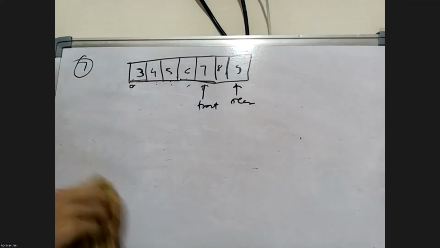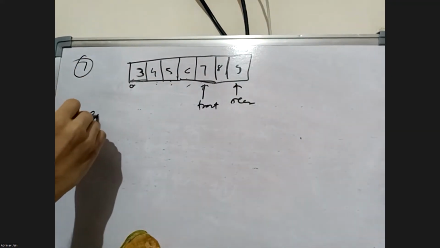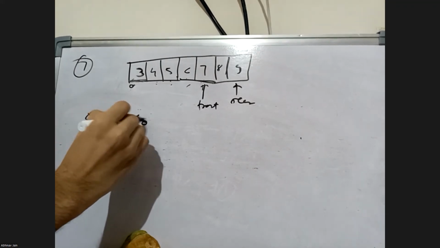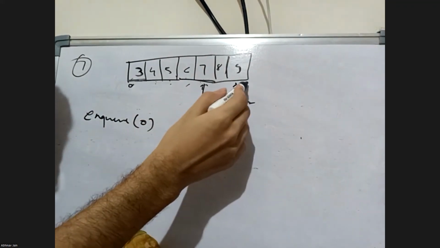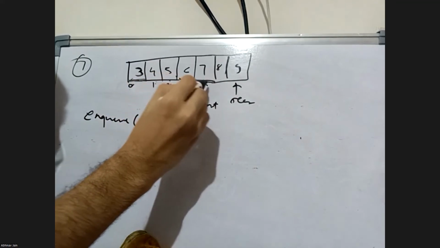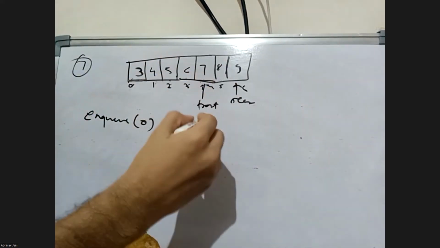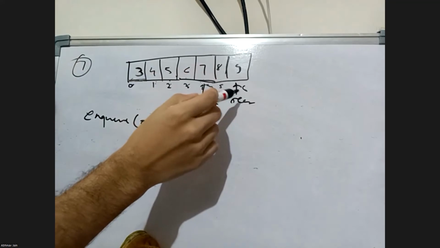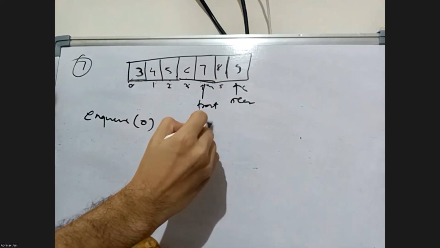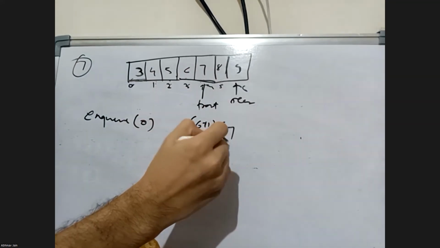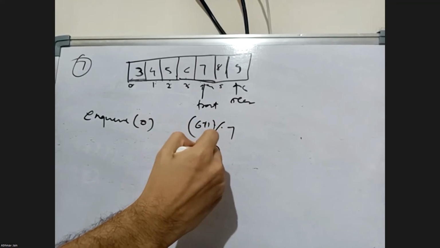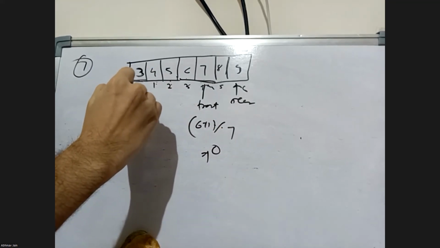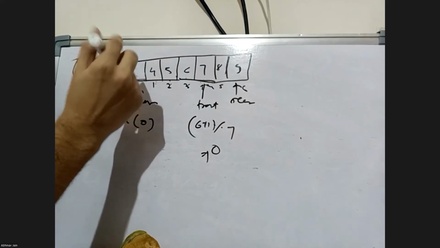Now see this condition, this is the situation, and then as you saw, we have to include 0. Rear is at 6 here. So now what will rear become? Rear will become 6 plus 1, 7, which is 7 modulo 7, which is 0. So rear will start pointing here, and we will insert the element 0.